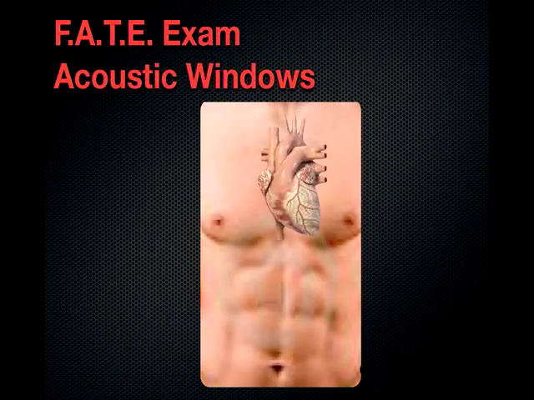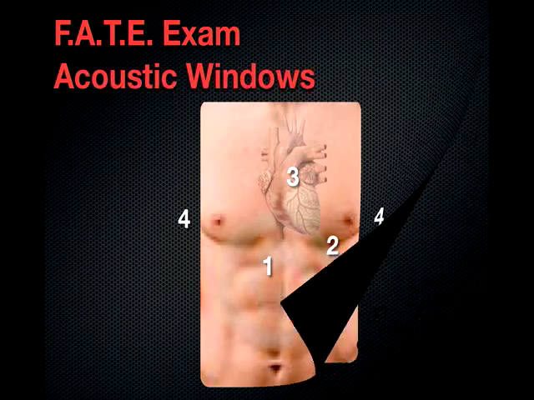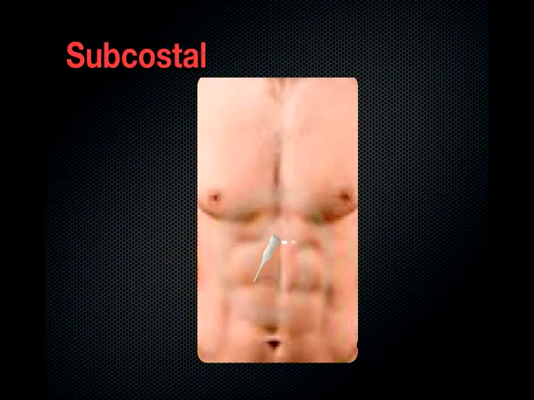To go over the F.A.T.E exam acoustic windows. The first window we will talk about is the subcostal window. Secondly, we will talk about the apical views. And third, we will talk about the parasternal views. And lastly, don't forget, we will talk about the pleura. Subcostal.